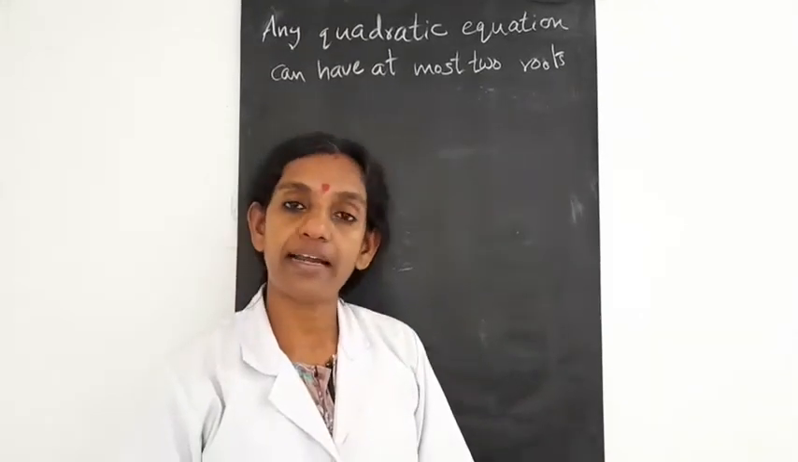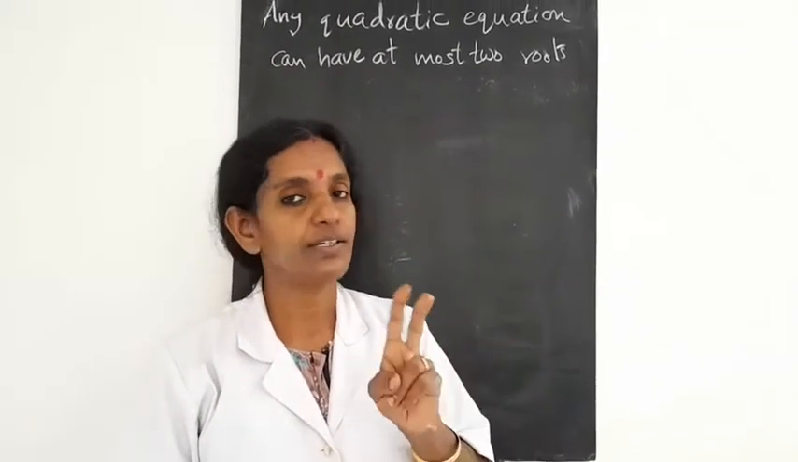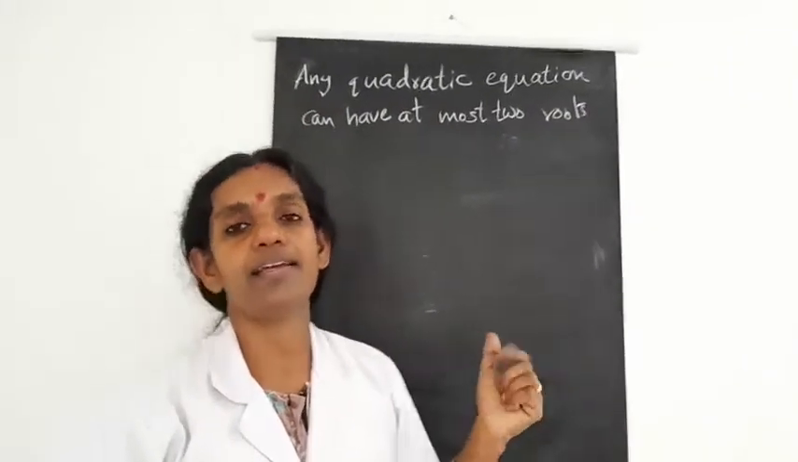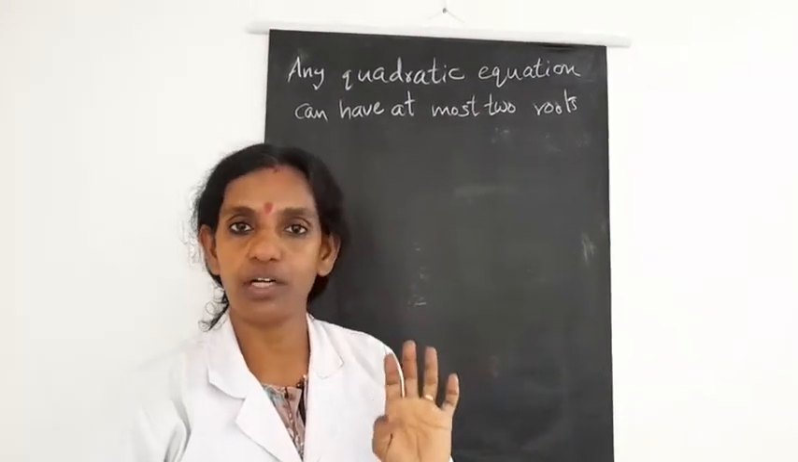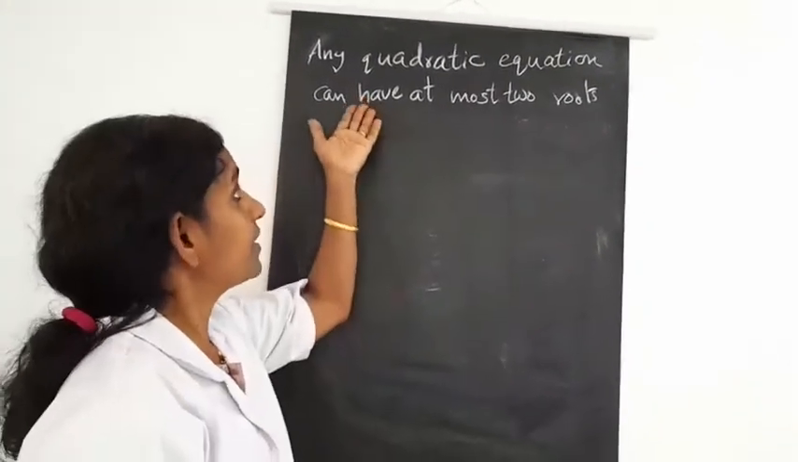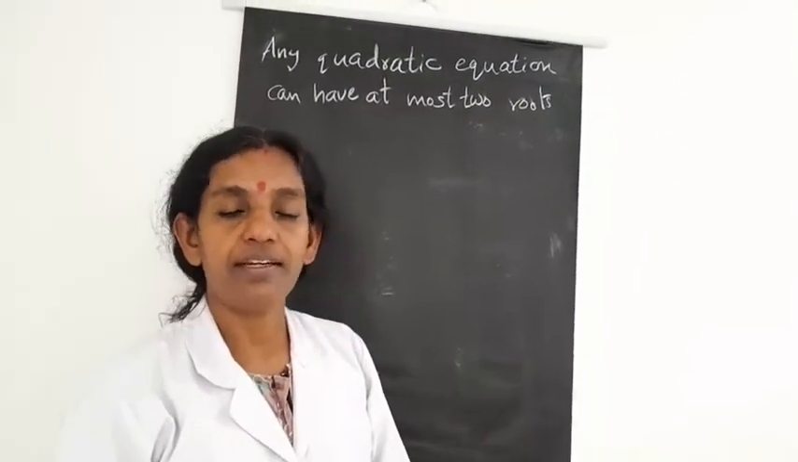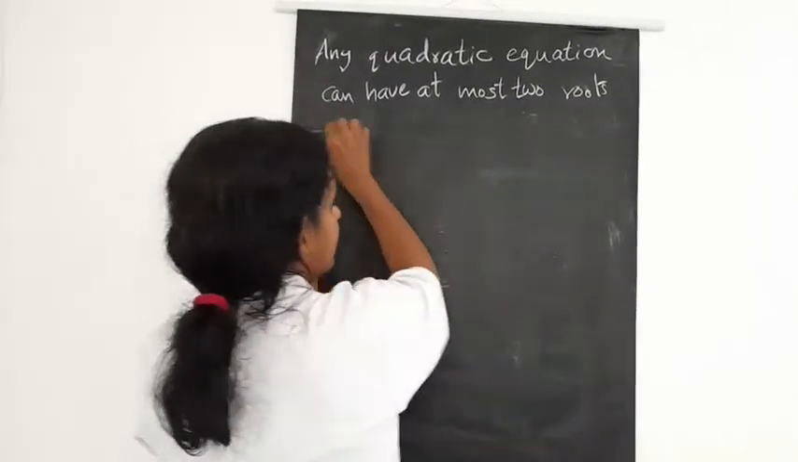You remember quadratic polynomials have at most 2 zeros. The same way, for a quadratic equation we can say that there are at most 2 solutions or roots. That is written here: any quadratic equation can have at most 2 roots. Now we have to find the solutions. How can we find the solutions?